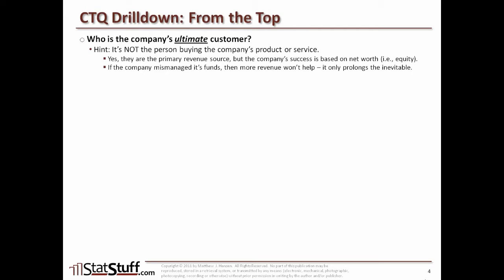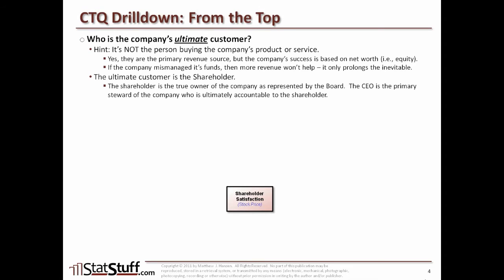So if we want to know exactly what the ultimate customer is, I believe it would be the shareholder, because they're the one who is the true owner of the company. They're the one that owns the company, as represented by the board of directors. The CEO of an organization like that is the primary steward of the company, who's ultimately accountable to the shareholder. Now keep in mind, I do recognize that not every organization or corporation is set up in the same way of having shareholders, a board, and a CEO. This is really to represent most general corporations and how they're organized.